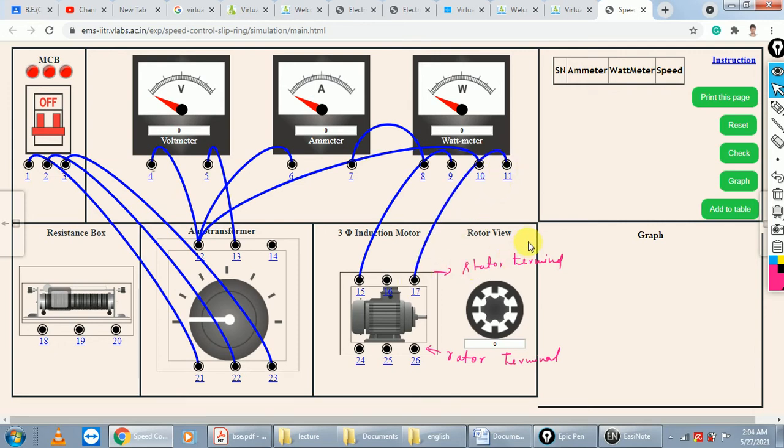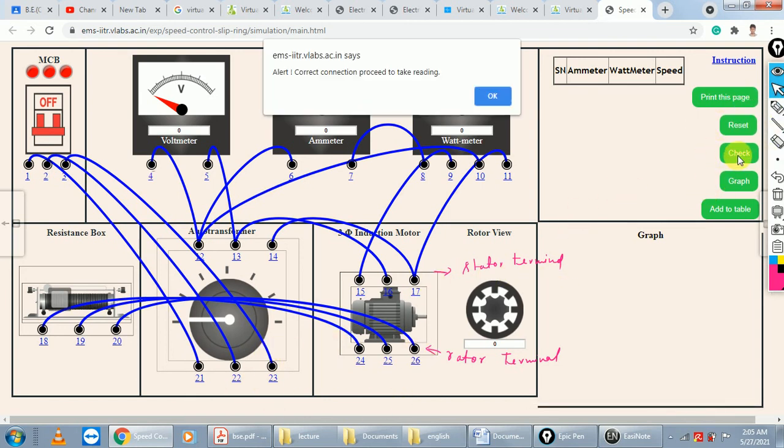16 connects to the 13 number pin, and 17 connects to the 14 number pin. 18 connects to 24, 19 connects to 25, and 20 connects to 26. Okay, so click on check.